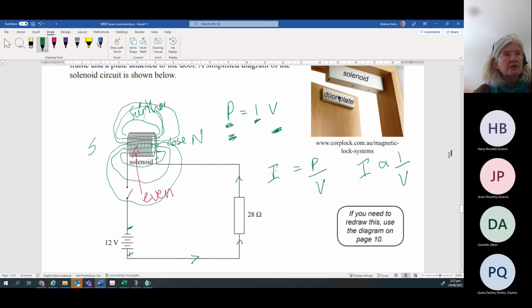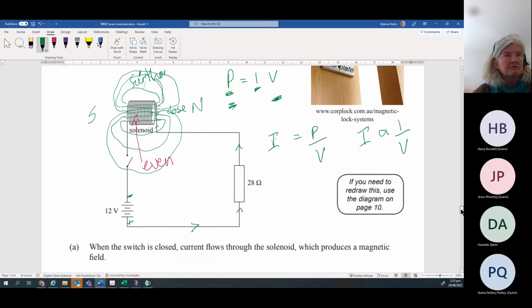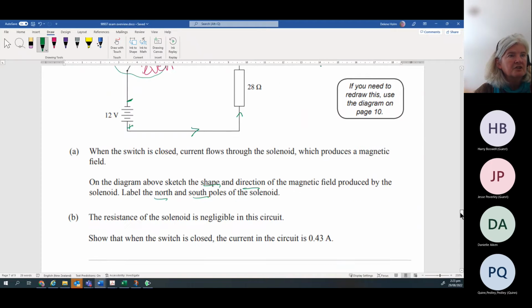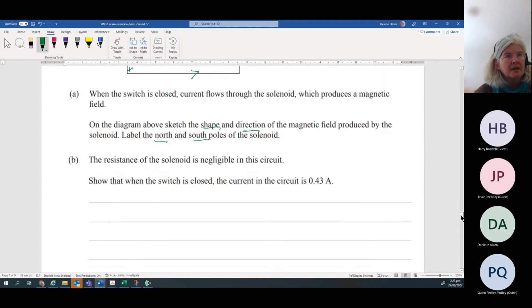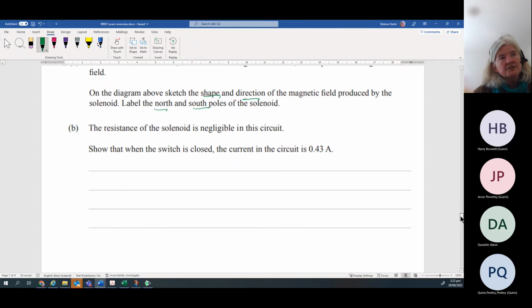Right. Now that sounds really terrible, that drawing, but hopefully you get the idea. Now the resistance of the solenoid is negligible. Show that when the switch is closed, the current is 0.43 A. This is the special word show, which means please write out everything. So here we know, because it says A, this must be current. So this is I for the symbol.